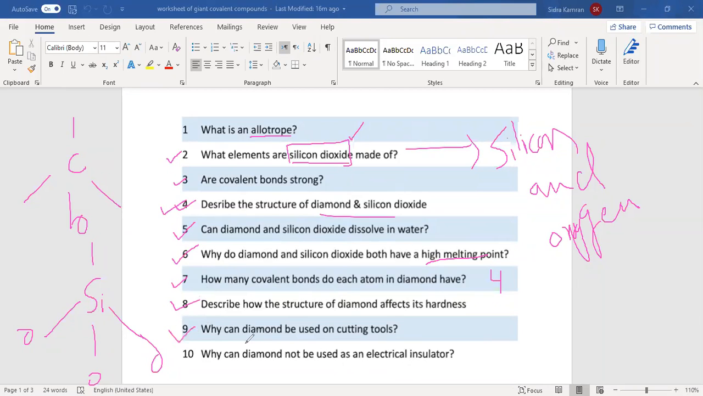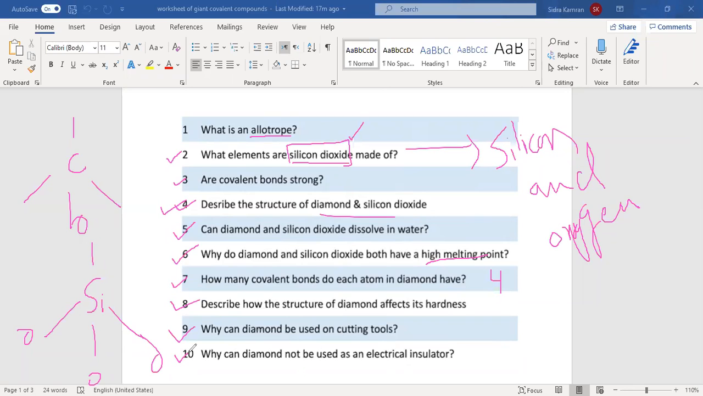Next is, why can diamond be used in cutting tools? As I explained, diamond is used as a cutting tool to cut rocks and other hard materials because of its hard structure. Because it is hard. Hardness. Yes, because of the rigid network of carbon atoms, because of the strong covalent bonding. Next, question number 10.